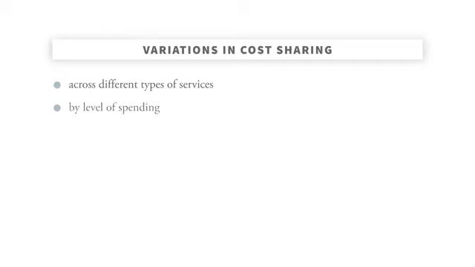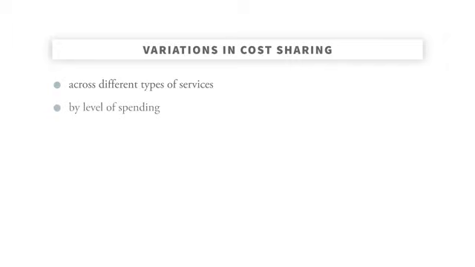There can be one deductible for medical care, for example, and maybe another for prescription drugs, and they might be different levels. Some people are pushing the idea that cost sharing should be set very low for the most valuable and important services, and high for other things, though that hasn't been really widely adopted, at least not yet. Variation by level of spending is another source.